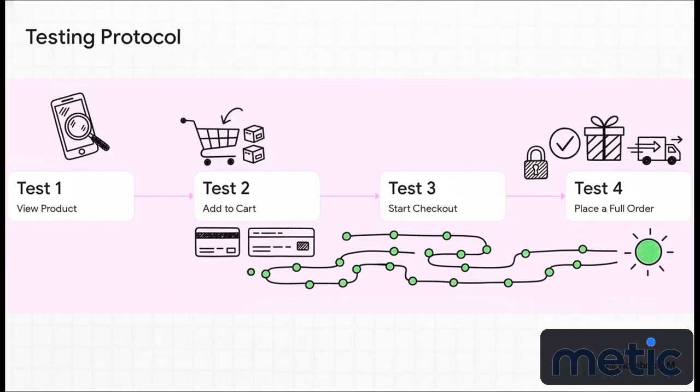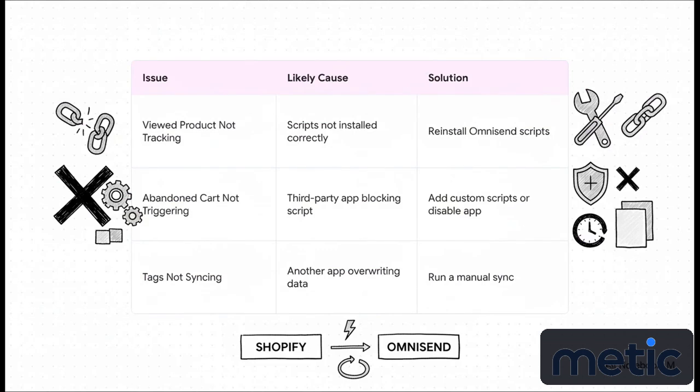Now, to confirm those green lights are for real, we're going to run a 4-part testing protocol. You yourself are going to go to your own store and act like a customer. View a product, add it to your cart, start the checkout process, and then place a full test order. Honestly, this is the only way to be 100% sure the data engine is capturing every single critical interaction from start to finish.